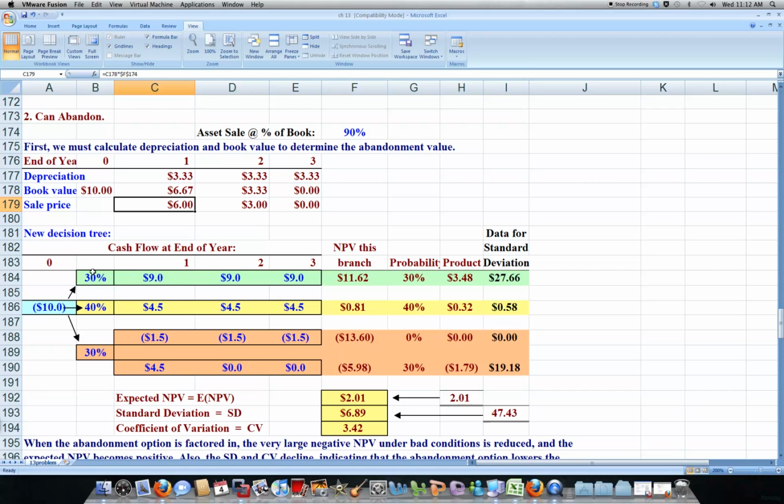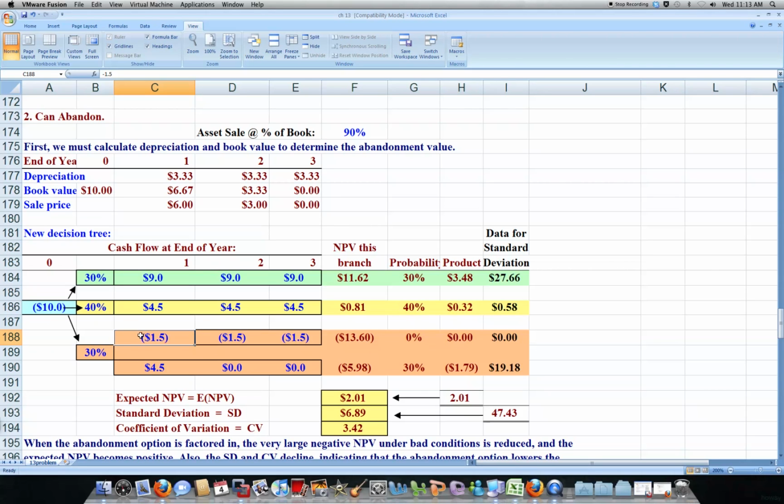If you'll look, for the first 2 trees the NPV is positive, so we won't abandon, right? So we do those exactly the same. We find our product exactly the same. Now, in our last scenario, we know that if that happens, our NPV is going to be negative. So we're going to abandon in the very first year.